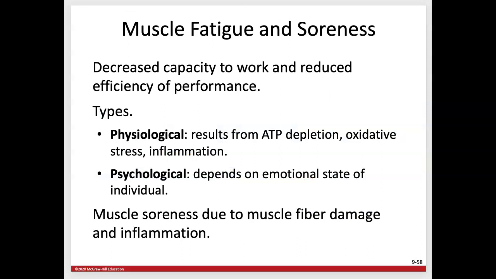All right, so muscle fatigue and soreness. A decreased capacity to work and reduced efficiency of performance is muscle fatigue. There's different types. There's physiological, which results from a very specific depletion in ATP, oxidative stress, or inflammation. But then there's also a psychological type of muscle fatigue, and it really depends on the emotional state of an individual.